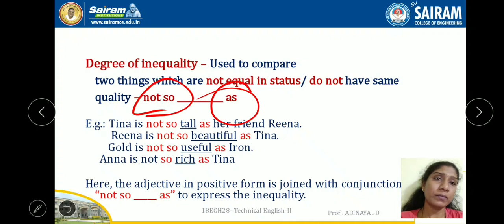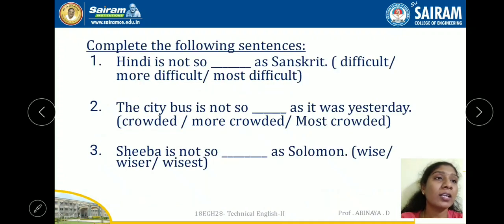So, here tall, beautiful, useful and rich, all these are positive words, positive forms of adjectives, connected with not so as, to show inequality in the positive degree. Okay. So, whenever you come across a sentence with not so and as, obviously you go with the positive form of the adjective. Hindi is not so difficult as Sanskrit. The city bus is not so crowded as it was yesterday. Sheba is not so wise as Solomon, right?